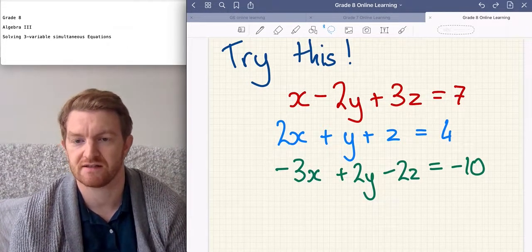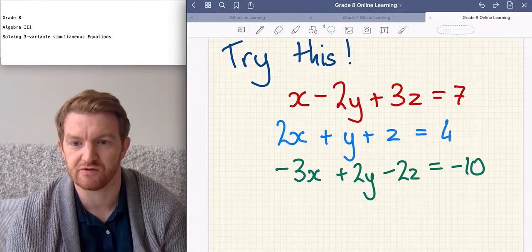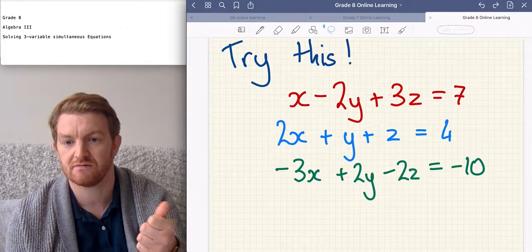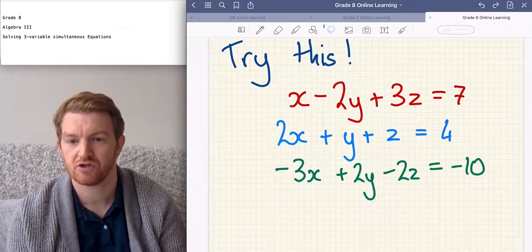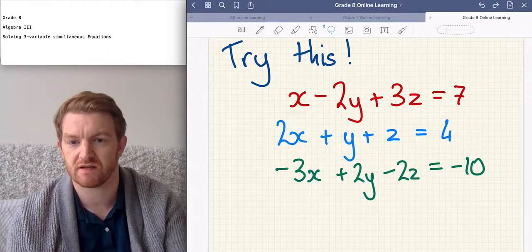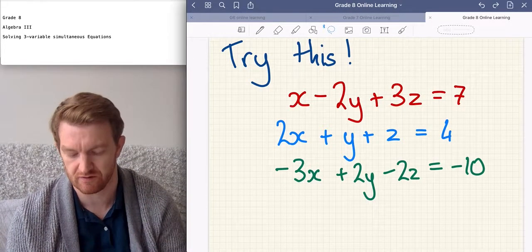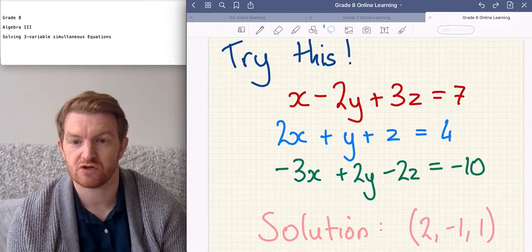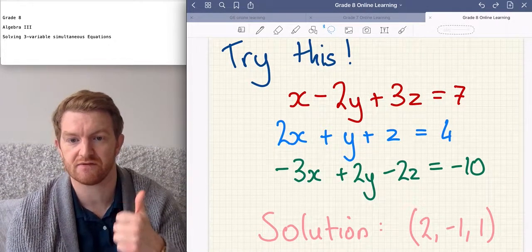Okay, hopefully you started again and you want to check the solution. So I'm going to show you the solution in a second. Well, I'm going to show you the answer and then I'm going to show you the whole solution. What I'd advise is when I show you the solution, you just pause it so you can read through. So if you did it correctly, you should have 2, -1, and 1. So well done if you got that.